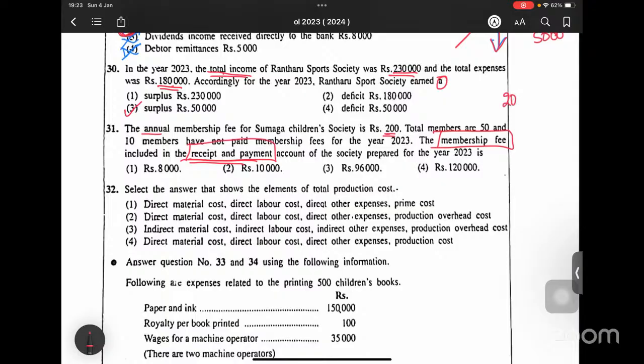Is it 200 into... total members are 50, but 10 members didn't pay, so 200 into 40. Which will be the answer in the receipt and payment account? 200 into 40. Yes. Why did you say 200 into 40? Because there are 50 members, but only 10 members have not paid. Yeah, only 40 have paid.